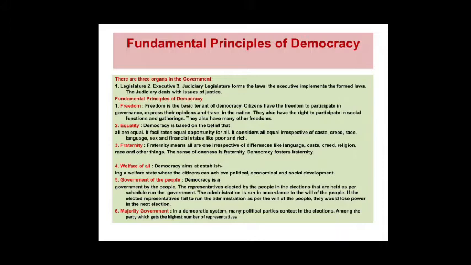So next, fifth one is government of the people. People only can select our representatives. Democracy is a government by the people. The representatives elected by the people in the elections that are held as per schedule run the government.